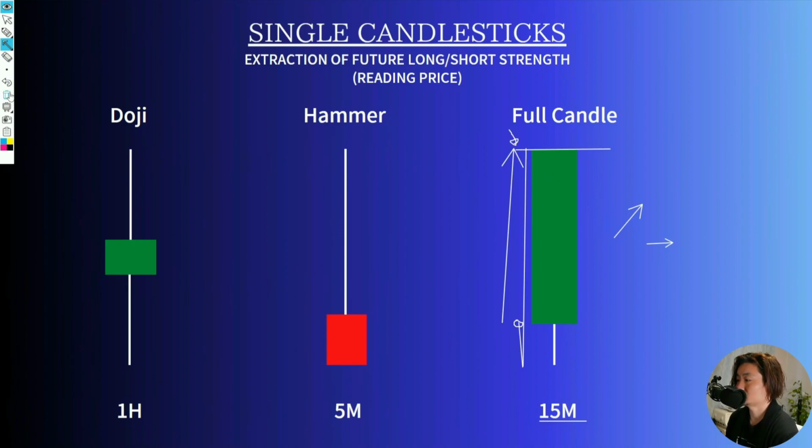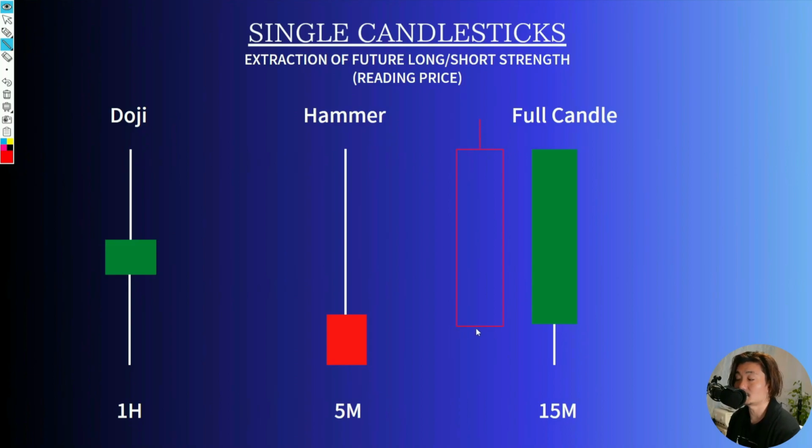Okay, and the opposite is true also. And so if we were looking for short strength, we want the body to be a full candle. And moreover, we could have a wick on the top end this time and little to none wick on the lower end. Okay, so here's the elements you want to be looking for in order to spot a full candle.